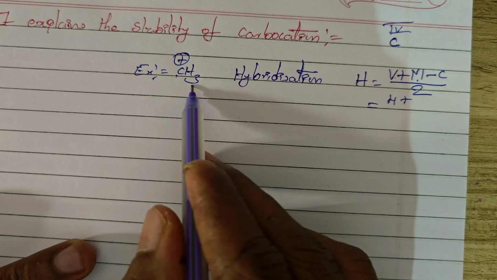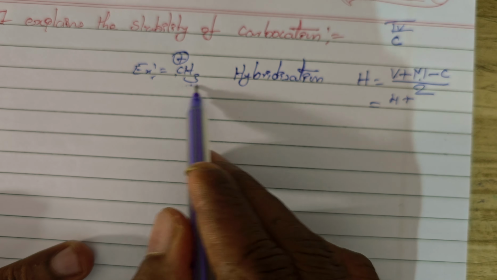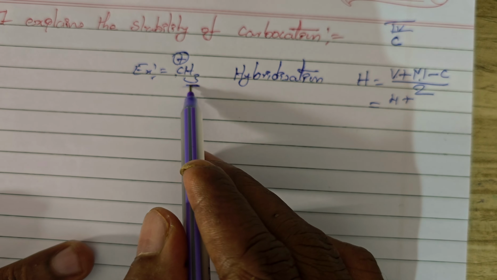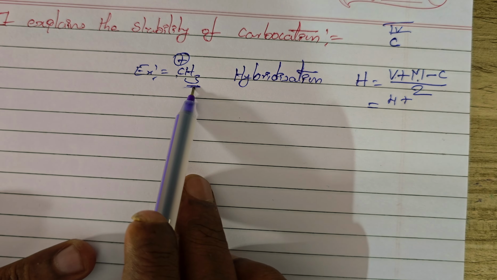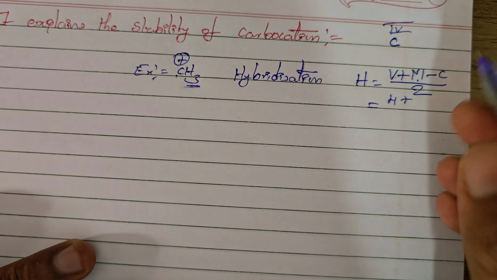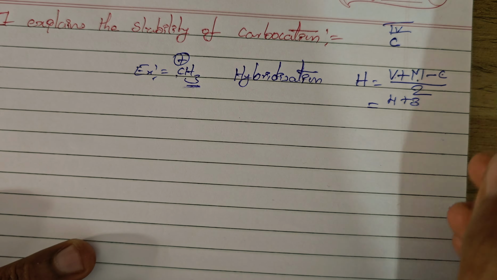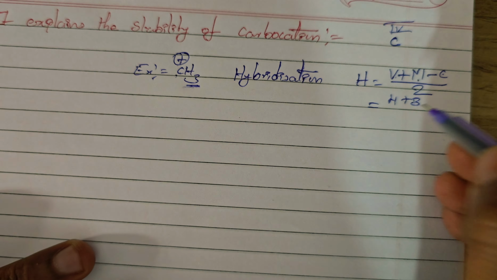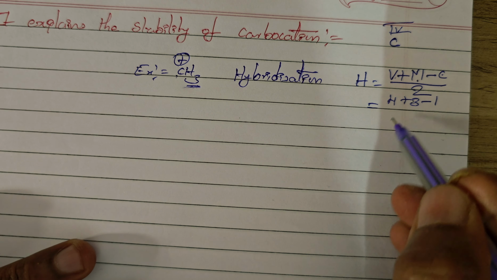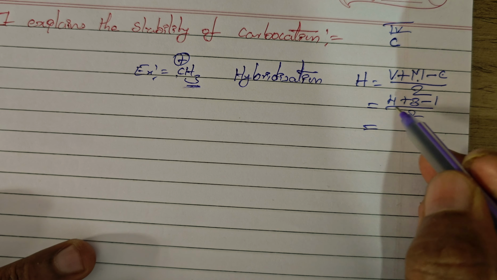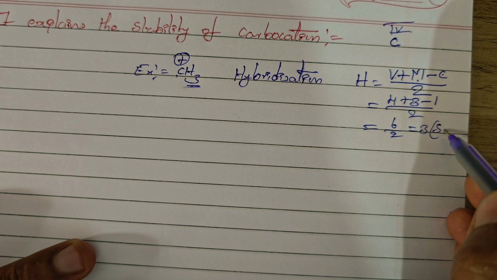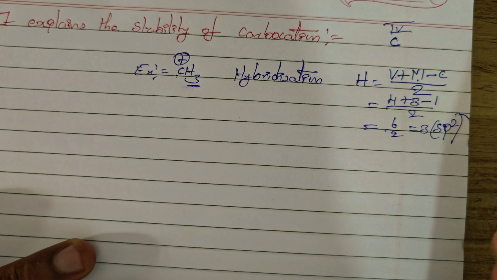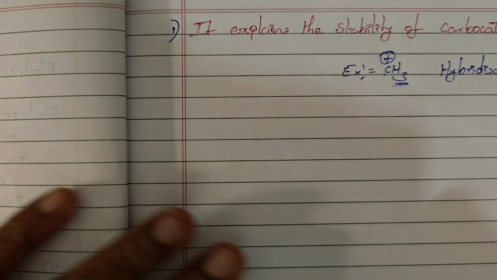M means monovalent atoms. Around the central atom, how many monovalent atoms? Monovalent means the atoms which form single bonds with the central atom. Hydrogen is a monovalent atom, it forms only single bonds, so 3. What is C? C means the charge; for a cation the charge is +1, so minus 1 by 2. So 6 by 2, that is 3. 3 means hybridization sp2. So the carbocation hybridization is sp2.